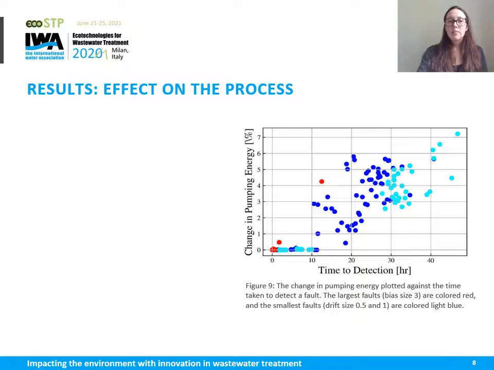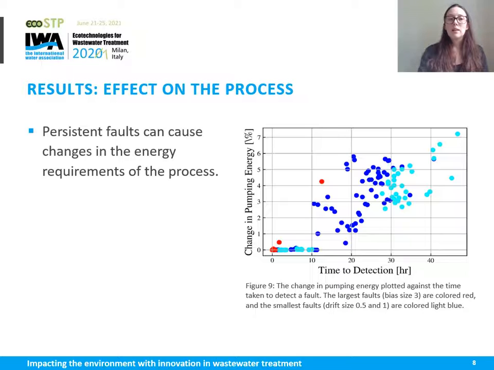One last thing that may seem obvious, but is rarely explicitly mentioned or quantified in studies relating to fault detection, is the effect that faults can have on the process. Here we consider the change in the pumping energy caused by the presence of a fault, for different size faults with different detection times. You can quite clearly see that the presence of the fault has a detrimental effect on the energy requirements of the system.